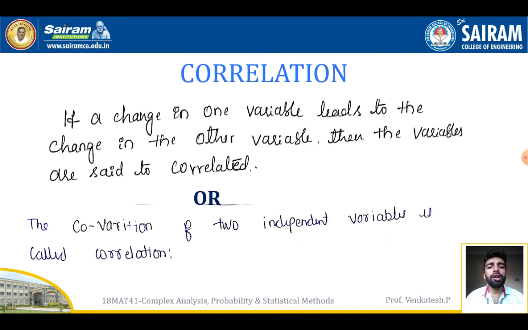First, we will learn what is meant by correlation. If a change in one variable leads to a change in another variable, then the variables are said to be correlated. For example, I am taking two independent variables x and y. Suppose if x changes, y also changes. Those kinds of variables are called correlated variables. Also, we can define correlation as the covariation of two independent variables.